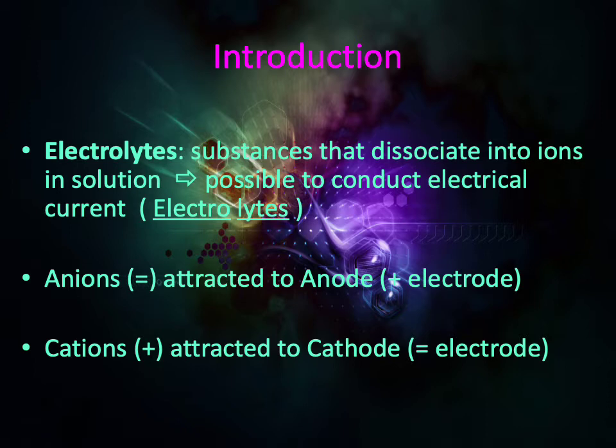Generally speaking, the following two statements are true and applicable to our discussion of electrolytes. Anions are negatively charged ions and therefore are attracted to the positively charged electrode called the anode. Cations are positively charged ions and are therefore attracted to the negatively charged electrode called the cathode.